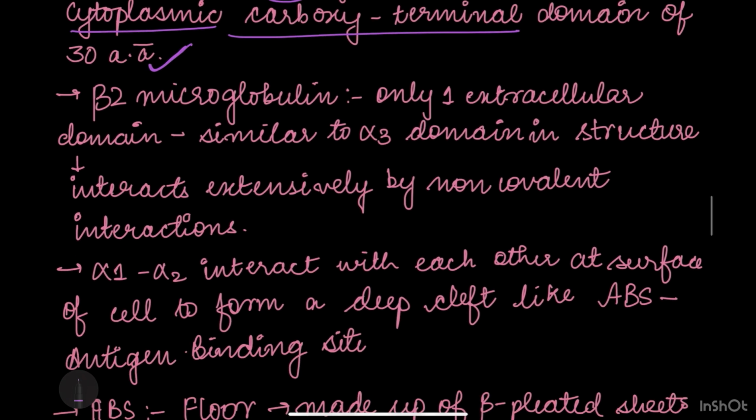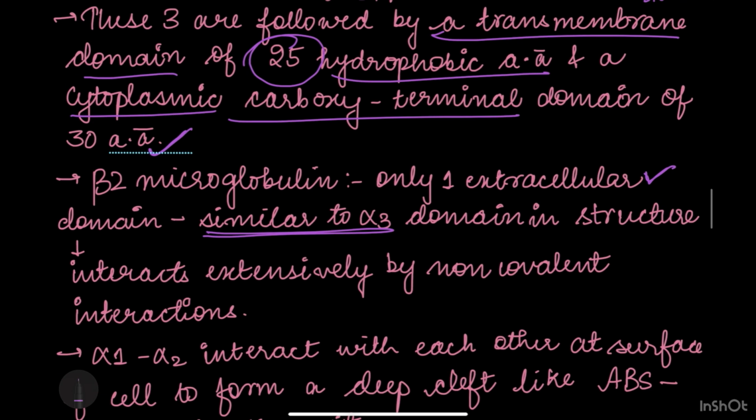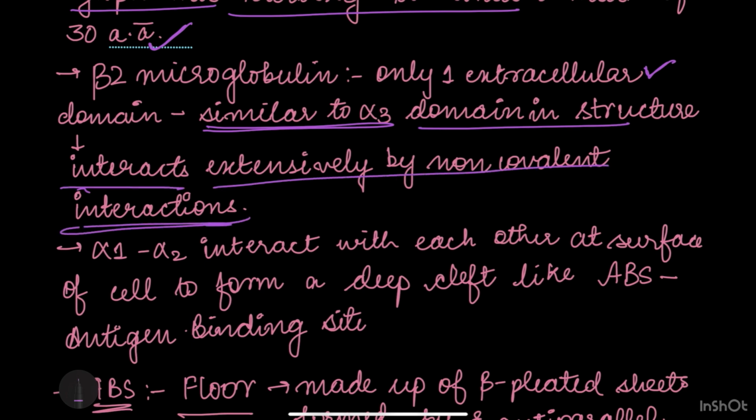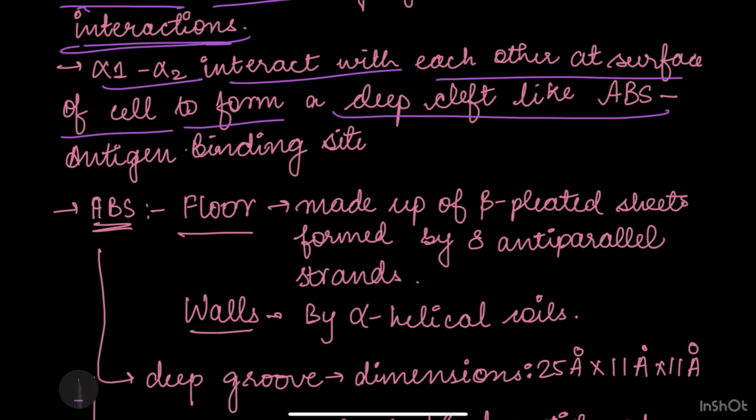Beta 2 microglobulin has only one extracellular domain, similar to the alpha 3 domain. I told you that this is the structure, suppose. So here beta 2 was organized, alpha 1 and alpha 2 had similar structures, and alpha 3 had a similar structure to beta 2. That is why both of them show association with each other, interacting extensively by non-covalent interactions. Alpha 1 and alpha 2 interact with each other at the surface of the cell to form a deep cleft like ABS. What is ABS? Antigen binding site.